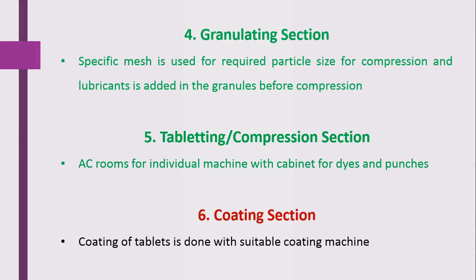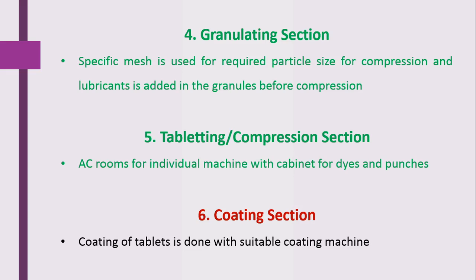The last section is the coating section. Here additional covering takes place. Additional coating takes place in this section, either sugar coating, film coating, or enteric coating as per the objectives. In this section, coating of the tablet is done with a suitable coating machine or with a suitable polymer, as per the drug. What type of coating is to be done is as required for that particular tablet.